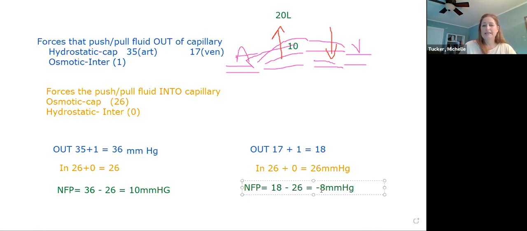And when you get a negative number, it means that there is a sucking in. I don't know why, but it's like an engineering term. They do push and suck. I don't know. But this -8 means that fluid now gets pulled in.